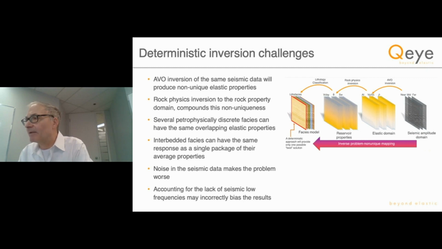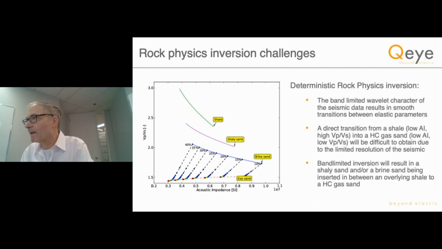And the final issue with deterministic inversion is that accounting for the lack of low frequencies in the seismic data by incorporating a low frequency model may bias the result, with unintended consequences.